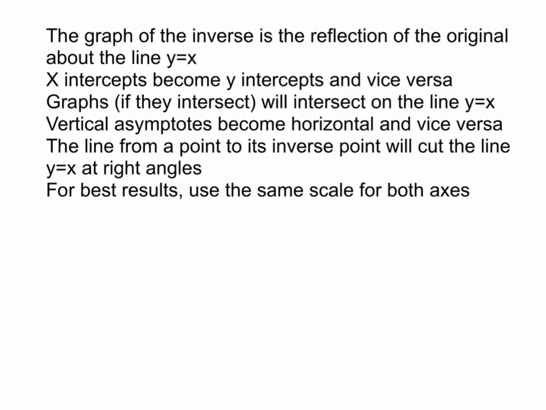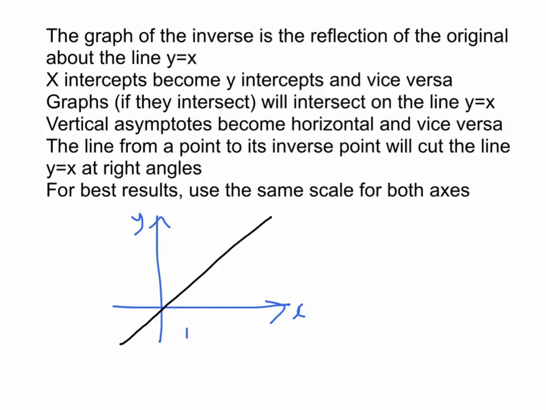So here are some pointers about the graphs. The graph of an inverse is the reflection of the original about the line y equals x. So if I have a graph like this, with the axes there, the original would be a reflection of the inverse. And this line here would be the line of symmetry. So the reflection would be crossing through here, and it would look something like that. I was hoping to do a highlighter thing, but that'll do.